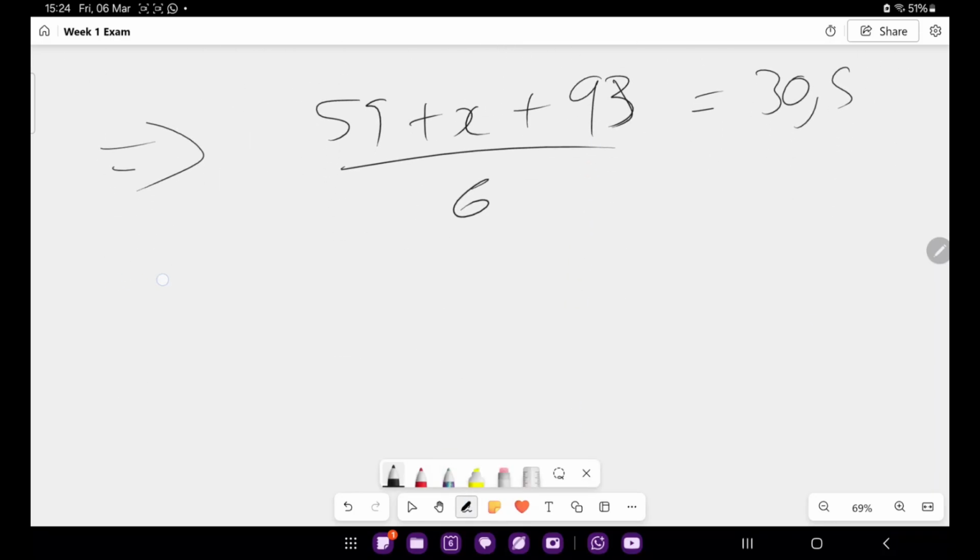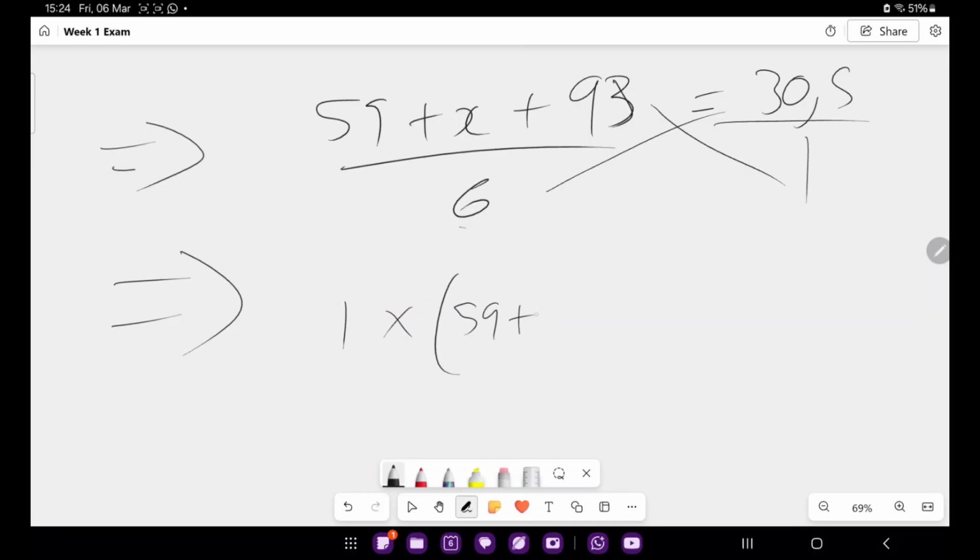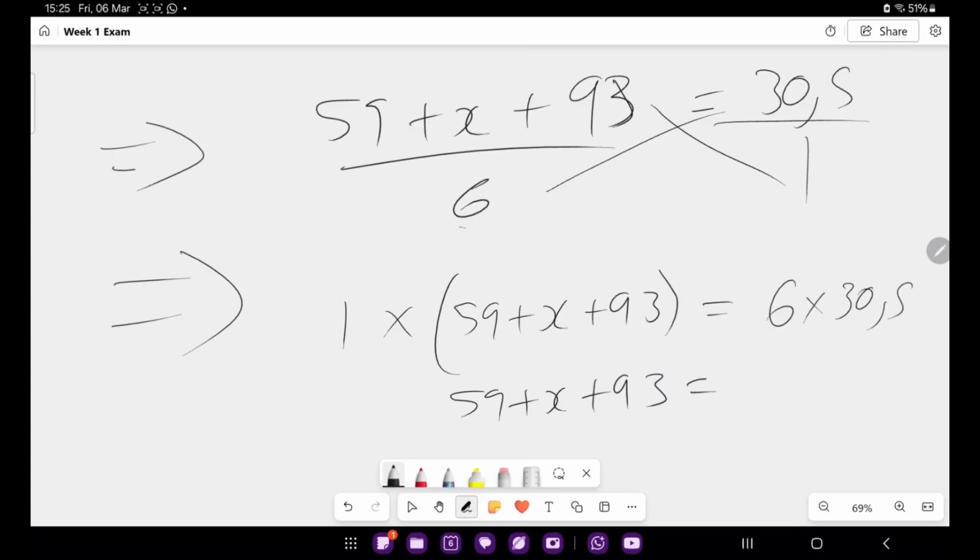Here I can cross multiply so that I can remove the fractions. So 1 times all of this, 59 plus X plus 93 is equals to 6 times 30.5.